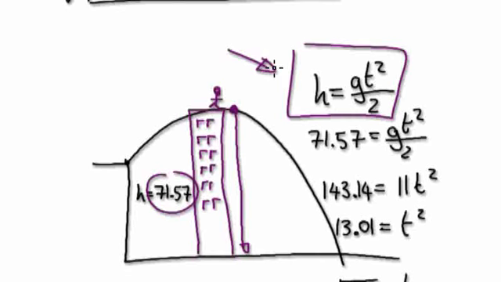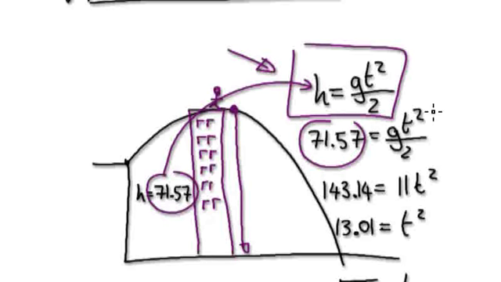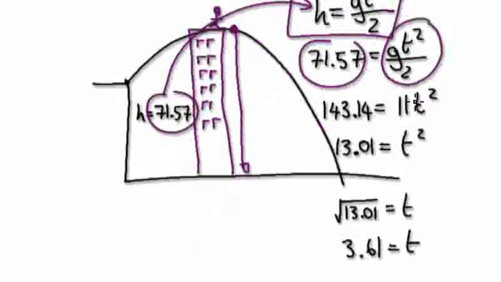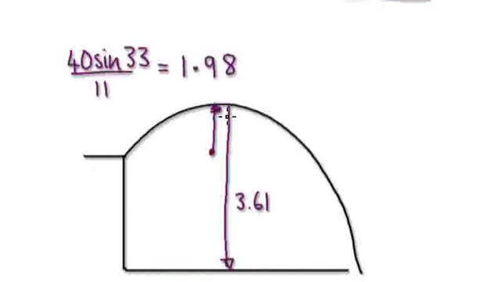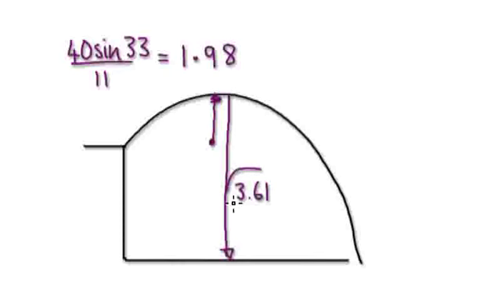Again, this should be ingrained inside your mind. So you put this into the h. So this here becomes this, and then t equals this. Okay, so it takes 3.61 seconds from here down to here. So looking at this, we've just worked out it takes 3.61 seconds to travel from here down to here.